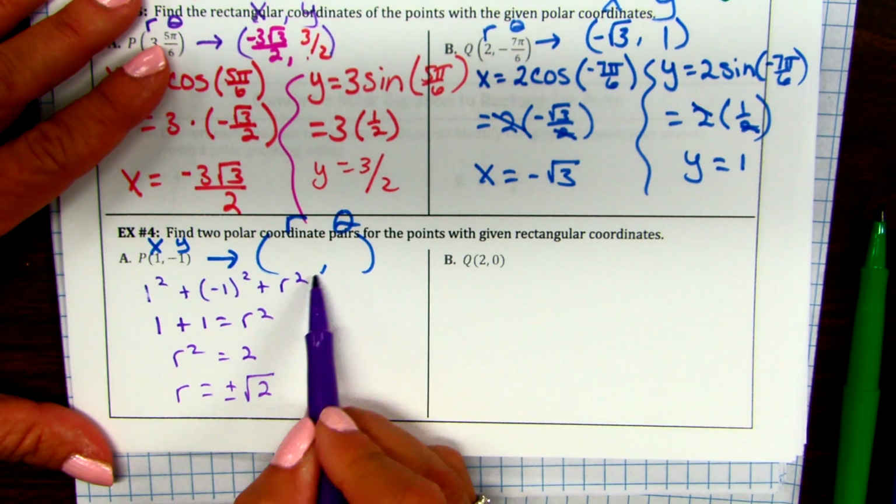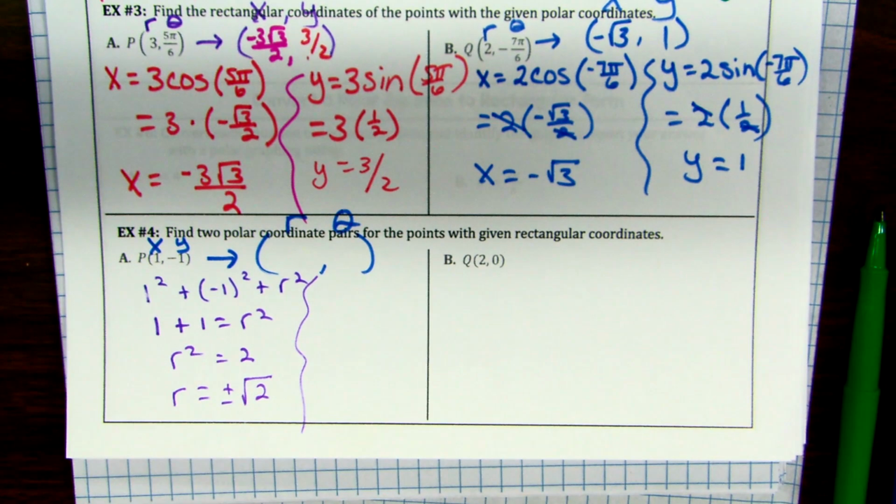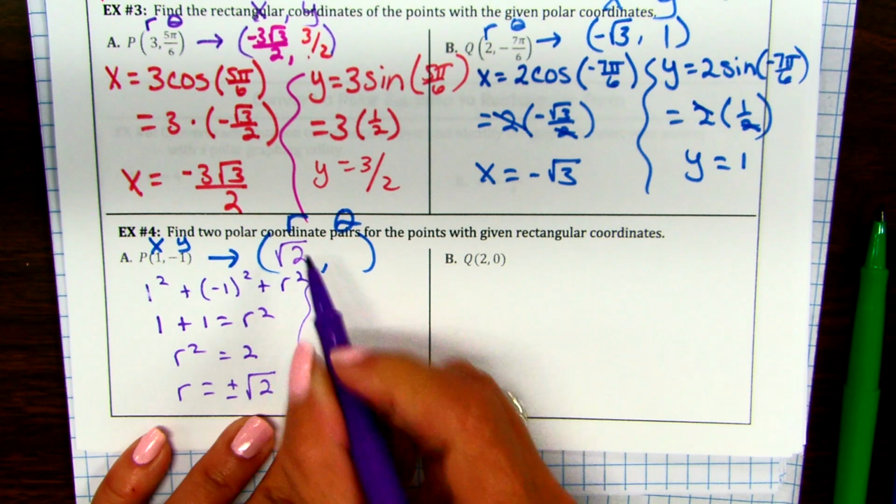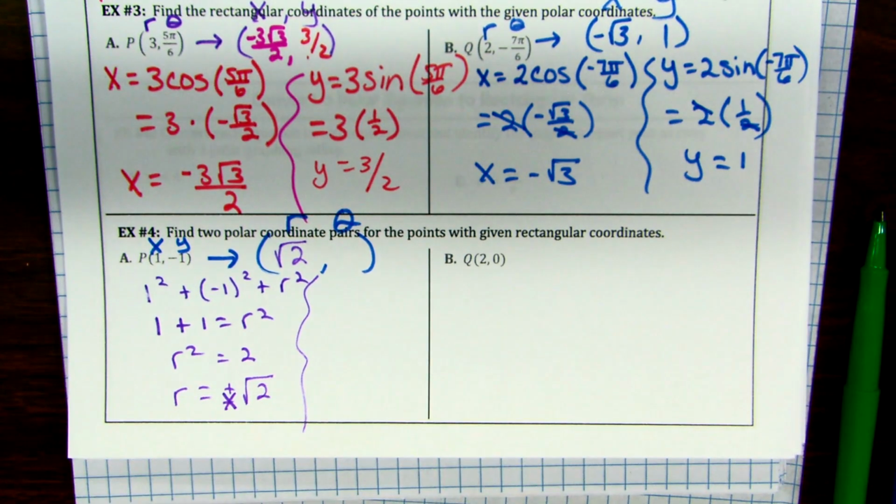Remember, you always get two solutions when you take the square root of something. But guys, why, anybody know why I would never even use the negative in any of these problems? What's another word for the radius?